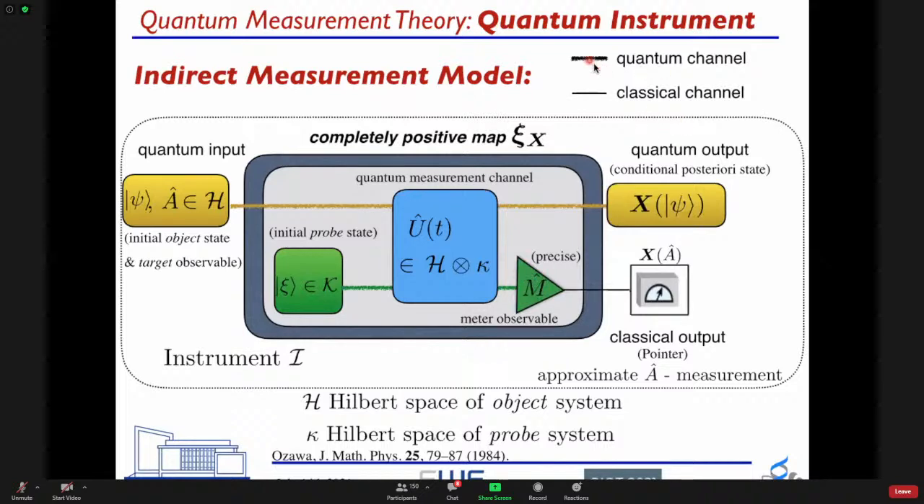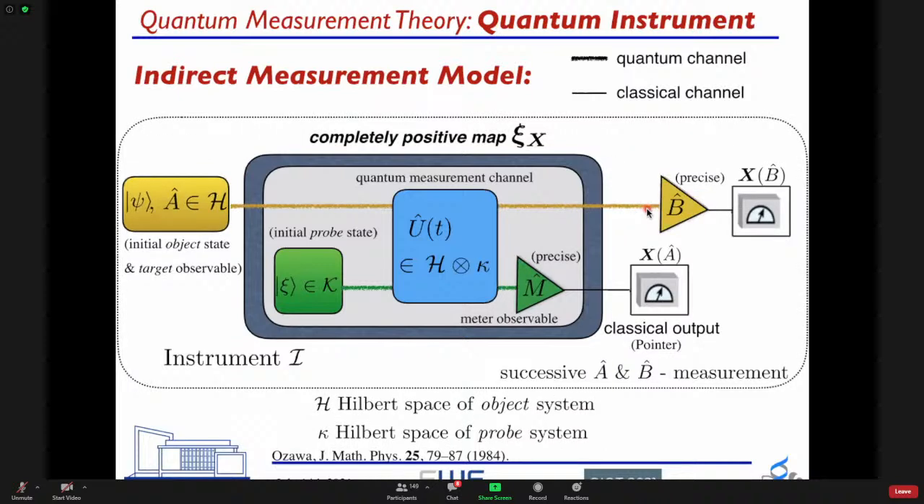As you see indicated here, we have quantum channels in the scheme. After this precise measurement on the meter observable, we only have classical information, which is the classical output, or the pointer. But on the other hand, on our object system, we have a quantum output. With this quantum output, we can do, for instance, a second measurement. Again, we do a precise measurement, so the wave function collapses, the particle is gone, and we only have classical information.